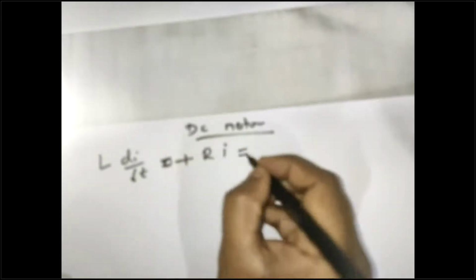DC motor: L di/dt plus R i equals V minus Ke into theta dot. If I take the Laplace transform, this will become Ls into I(s) plus R into I(s) equals V(s) minus s into Ke into theta(s). So I(s) equals V minus s Ke theta, divided by Ls plus R.